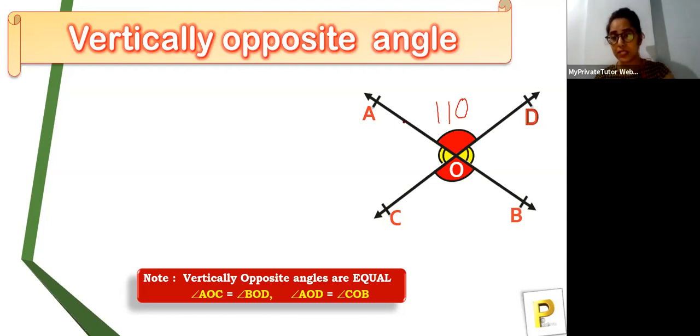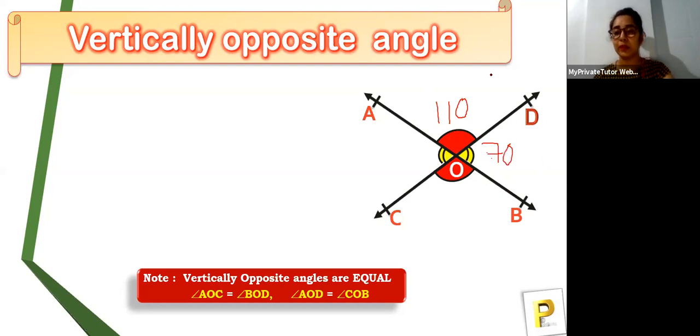Because if you see, AOB was the line which at the starting we drew, right? So if both of these angles, AOD and DOB, both of them are what? They are linear pairs. And what is the total of linear pairs? 180 degree. So you just have to subtract 110 from 180 and you get this as 70. Okay.